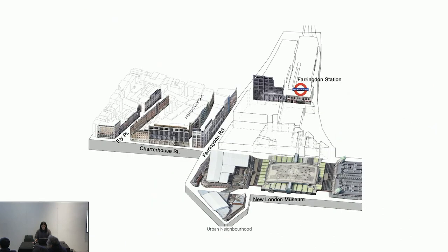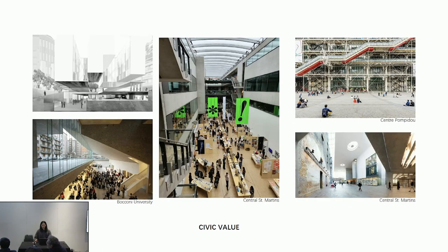But as the uses of the city, what we're looking for is the maximum civic value rather than the commercial value. Looking at the surrounding area, it's a dynamic urban neighborhood. The Farringdon Station and the new London Museum happened here. And also we have lots of great exemplars.